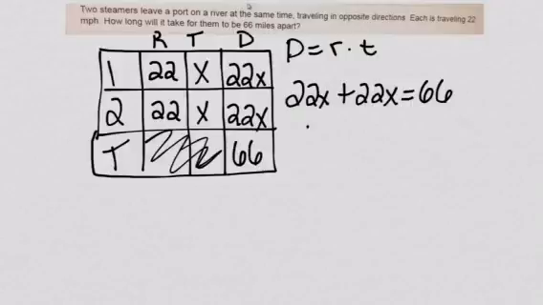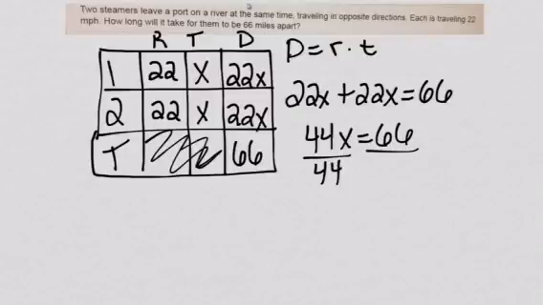Now if we take the distance of the first one plus the distance of the second one, that should equal their total distance. So 22x plus 22x gives me 44x equals 66. Divide both sides by 44, and we get x equals 1.5. Remember that represents time in hours, so it takes them an hour and a half before they are 66 miles apart.